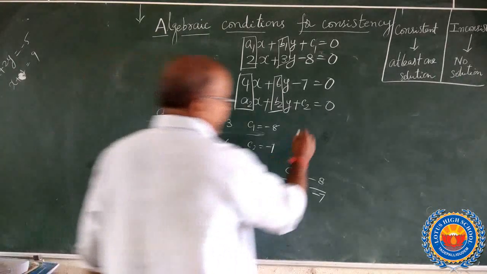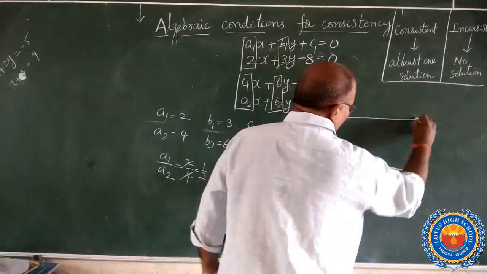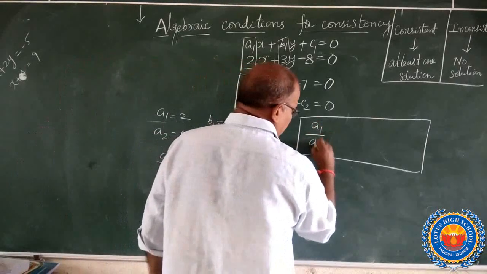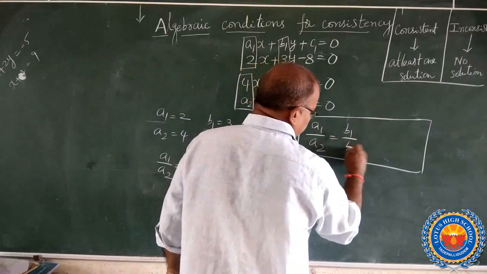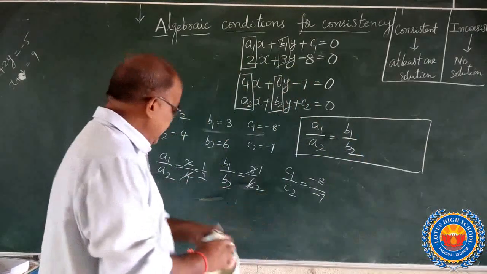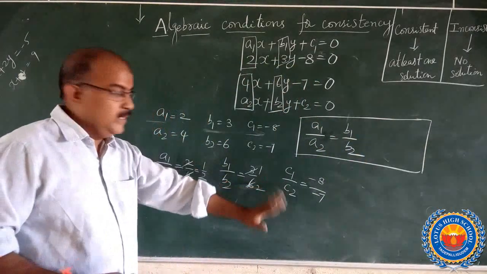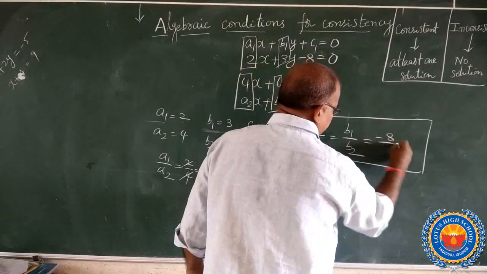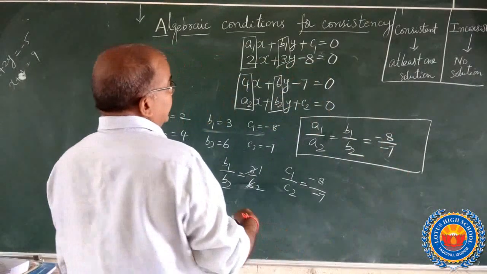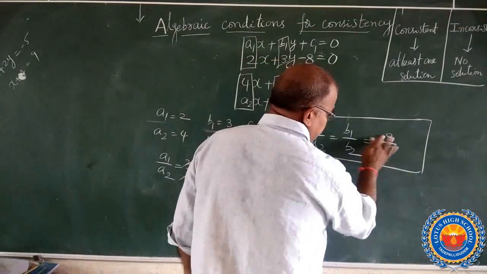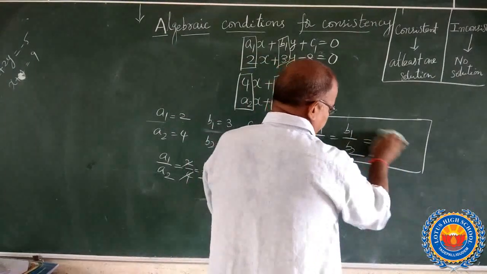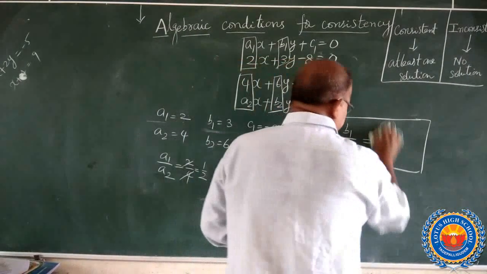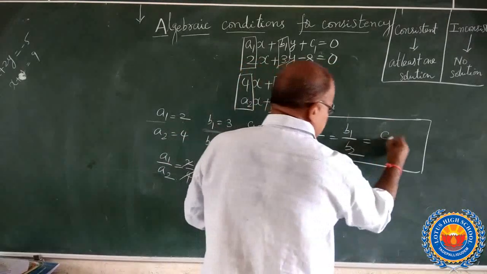Finally, I can write one condition. Here A1 by A2 is equal to B1 by B2. But what about C1 by C2? Is C1 by C2 equal to 1 by 2? No. C1 by C2 is having a different value. That's why minus 8 by minus 7. We can write 8 by 7 also, no problem. That is nothing but C1 by C2.